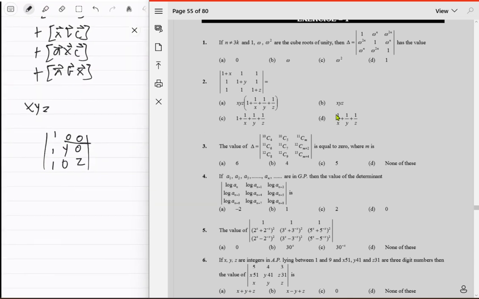Notice that over here you've got two zeros, so just do this, this, and that. One times this minor, then minus zero times this minor, and then plus zero times that minor. These are zeros, so it doesn't matter in the end. It's just one times that minor, so it's just yz. So you've got plus yz, of course.